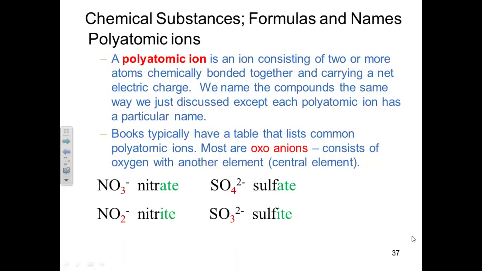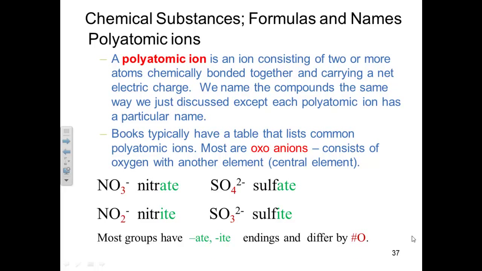Examples: NO3-, NO2-, nitrate ion and nitrite ion. SO4 2-, sulfate, SO3 2-, sulfite. Notice something here, that they have similar charge, nitrate and nitrite, -1. Sulfate and sulfite have the same charge, 2-. The difference is the number of oxygens. And as we change the number of oxygens, we change the ending. You can see nitrate has the higher number of oxygens, and sulfate, the higher number, also has the -ate.